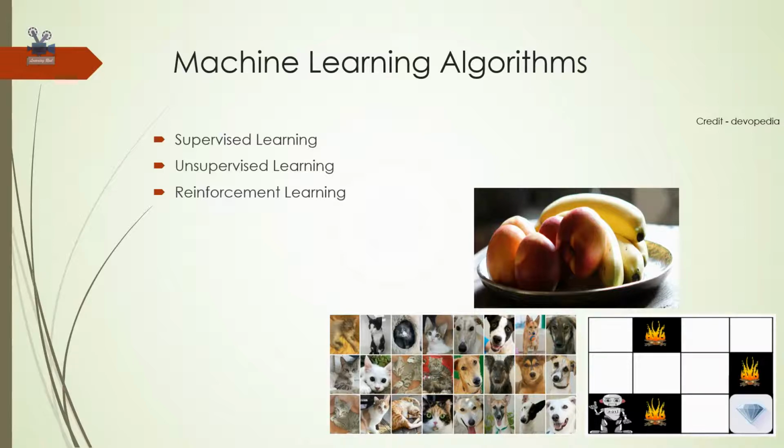Most machine learning algorithms can be classified into the following three types. Number one, supervised learning. Number two, unsupervised learning. Third, reinforcement learning. You might be wondering why the fruits and cats and dogs and gaming picture are in the slide. Stay tuned. These are my examples to explain the machine learning algorithms to you. I'm sure you will like it, and it will help you to understand all these algorithms much deeper. So let's start.